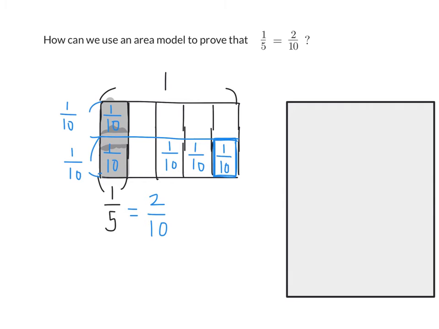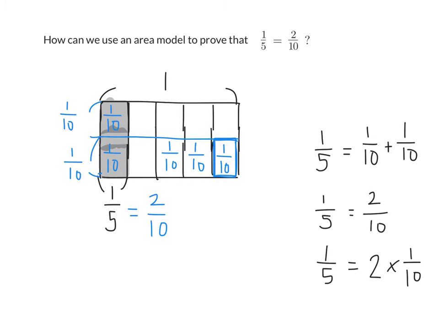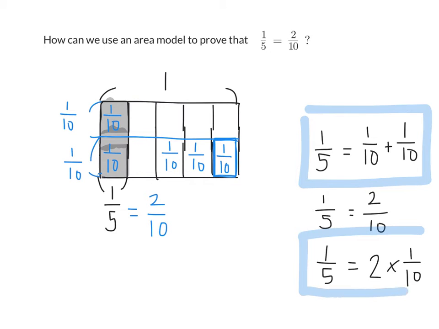So what this means is that we can decompose 1/5 because we know that 1/5 is equal to 2/10, which is the same as 1/10 plus 1/10. So I can write it using addition to decompose it like this: 1/5 equals 1/10 plus 1/10. Or I could also write it using multiplication by saying that 1/5 is equal to 2 copies of 1/10. See how we used an area model to decompose the fraction of 1/5? Very nice. Let's try it again.